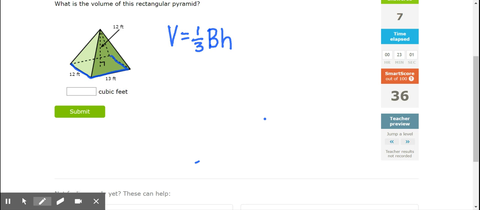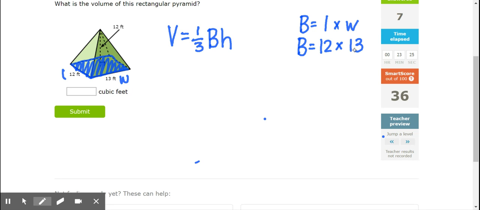My base looks like a rectangle. The formula for area of a rectangle is just going to be length times width, or base times height, however you want to think about it. My length is going to be 12. My width is going to be 13. So capital B is going to be 12 times 13. 12 times 13 is going to give me 156. That means my capital B is going to be 156.